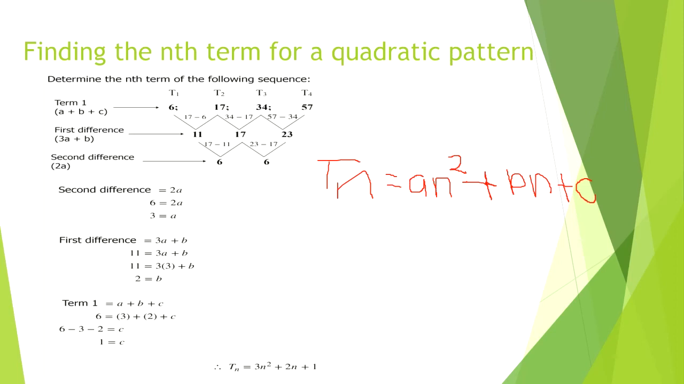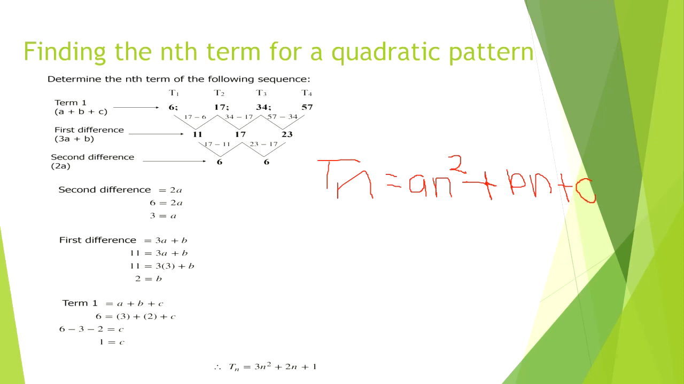So you have to get to the a. The 2a is equal to 6. So that's how you get the value of a, because 2a is equal to 6. And then when you get a, you substitute the a in this formula. The first difference is equal to 3a plus b. Here it is, it's 3a plus b.